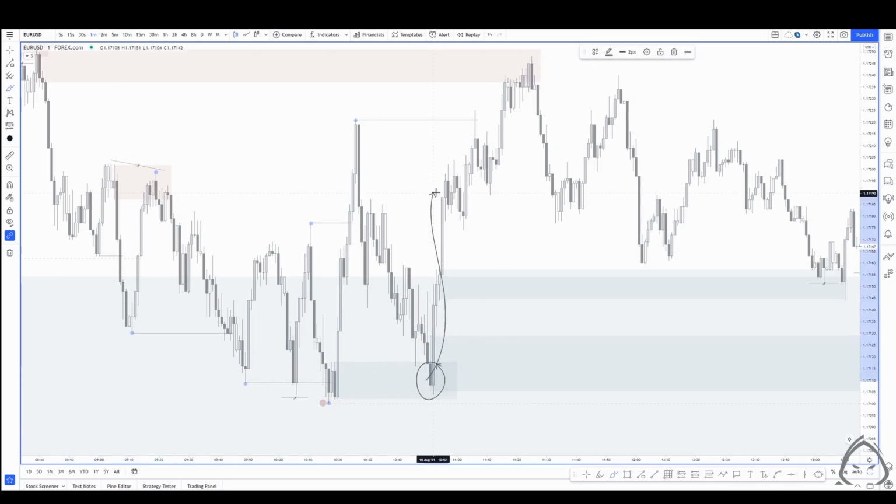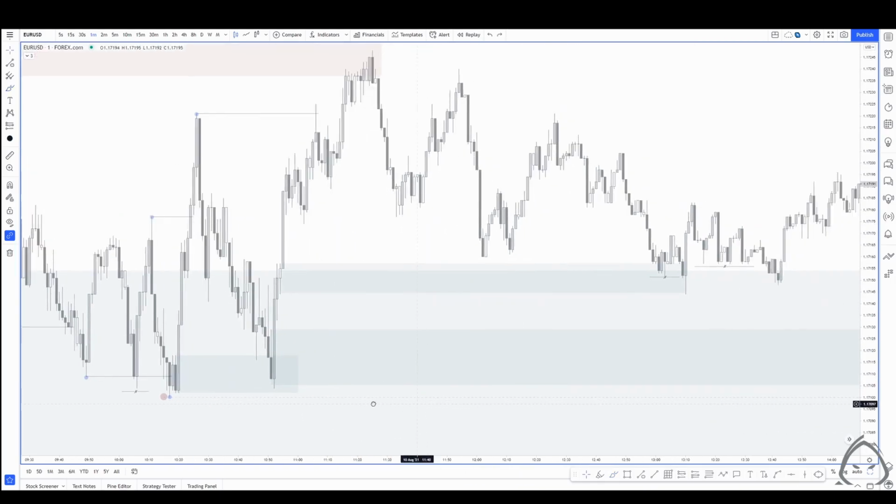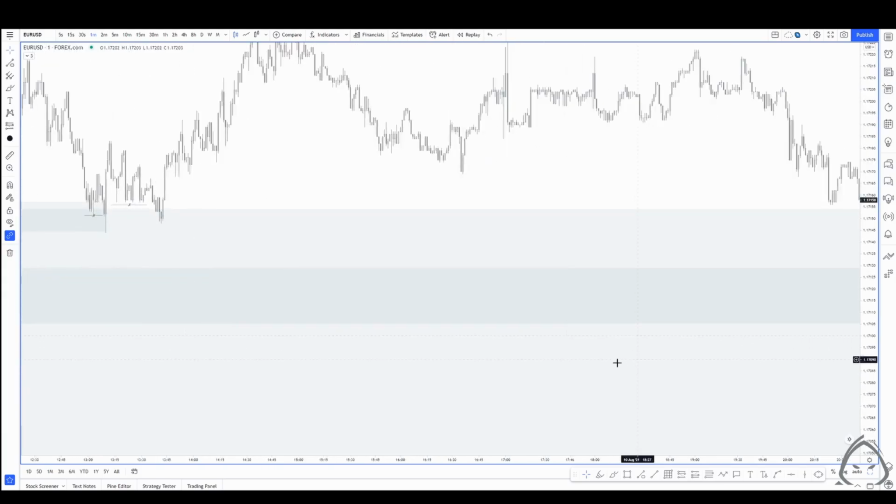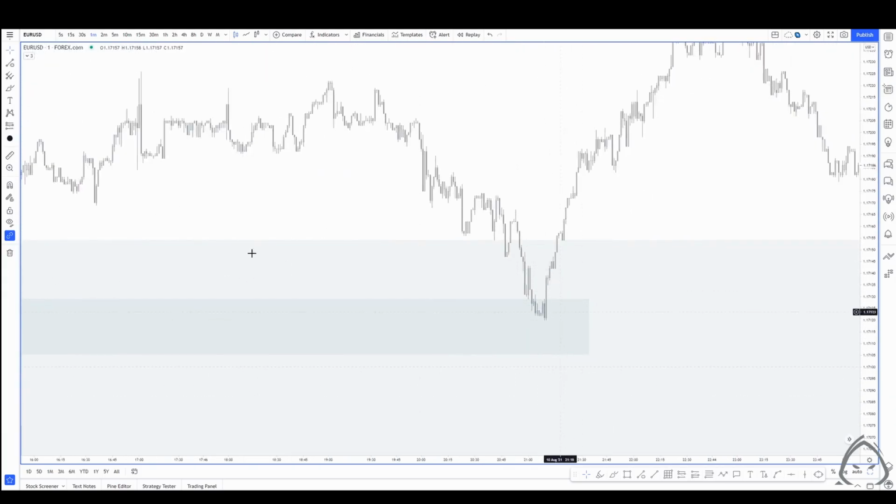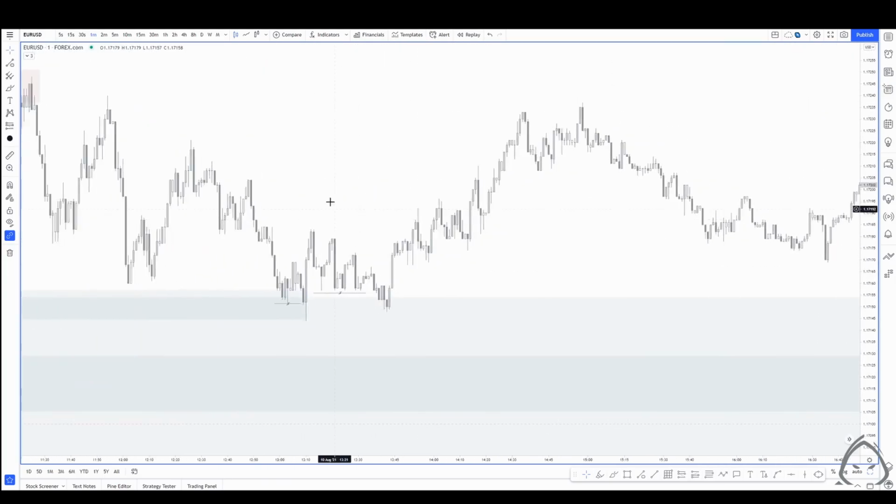We tap into this, great. Now that we have our mitigation, we sweep liquidity, we break structure. This area right here has all the probability that we need, that chances are this will be a valid trade. And what we can see is price does eventually react and respect that zone.